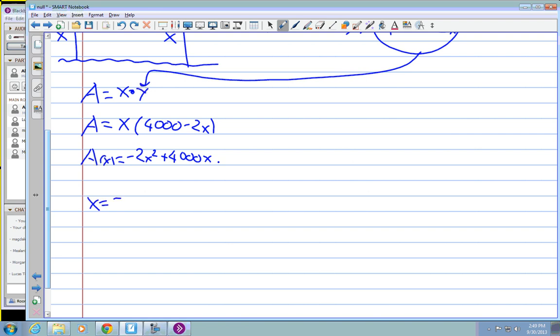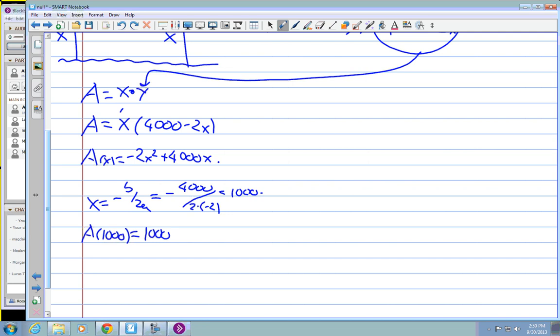So you're trying to find the vertex to see what the maximum is. So I'm getting the x value, right? It's negative 4,000 over 2 times negative 2. So it looks like 1,000, right? By the way, what was the question? What are the dimensions or what is the maximum area? All right, so x has to be 1,000. Are we okay with that? So to find the maximum area, you plug 1,000 into your area.